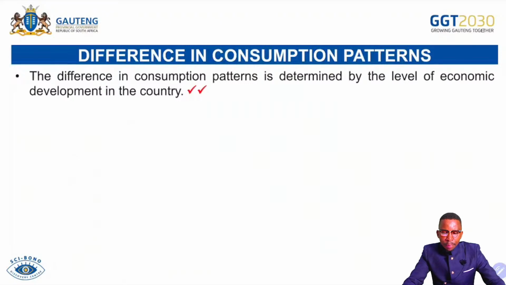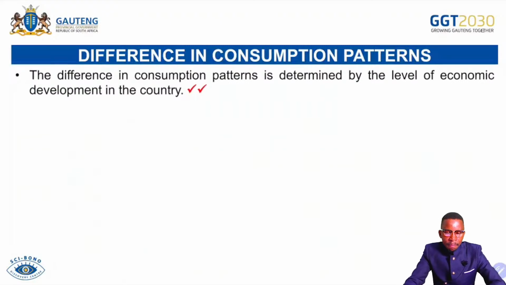The difference in consumption patterns. Now we move to consumption patterns. We know that consumption patterns differ from country to country. Basically, they are informed by the economic development of the country. We know that developed countries normally prefer to buy luxury goods, so they import luxury goods, while underdeveloped countries normally prefer basic goods and services. So they mostly import basic goods and services for survival.